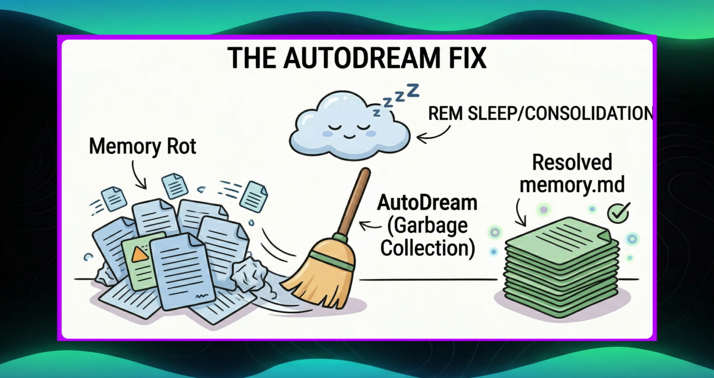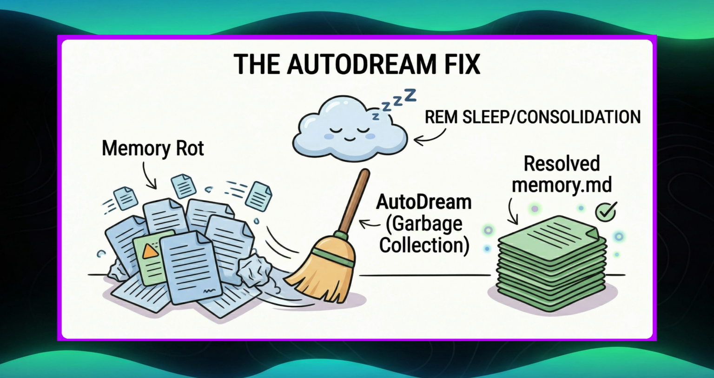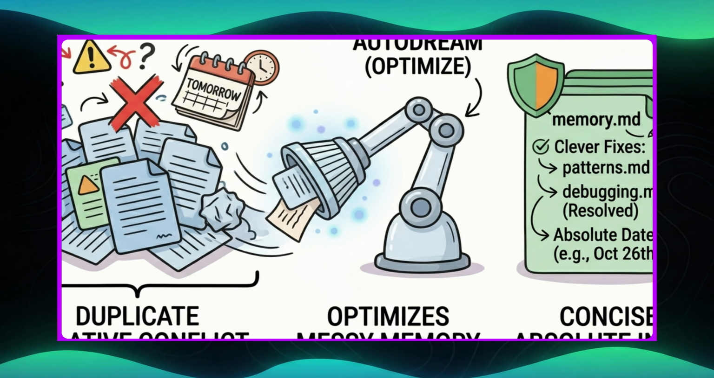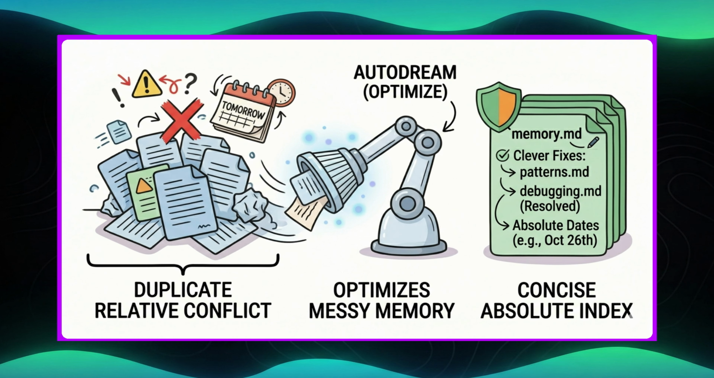This is exactly why Anthropic released Auto Dream. Auto Dream runs in the background every few hours and acts like a garbage collector for your AI's brain. It reads through all your memory files, removes the duplicates, resolves conflicting instructions, and changes those relative times into absolute dates. Then it rewrites your memory.md index so it's perfectly concise.